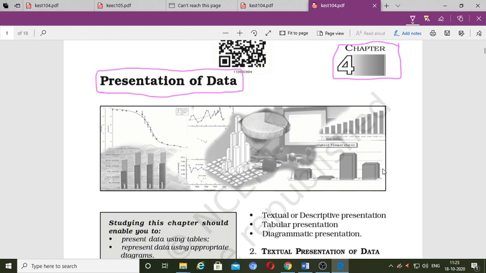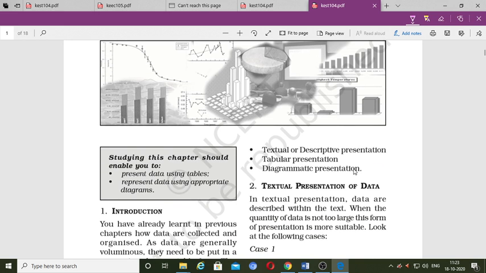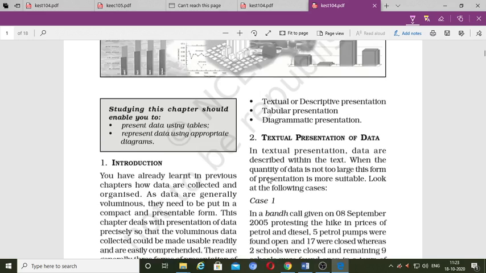We need to present data in a manner which is easily comprehensible, so that we can understand the data easily. There are different techniques of presenting the data. In this chapter we will see how we can present data using tables, and how we can show data using appropriate diagrams.